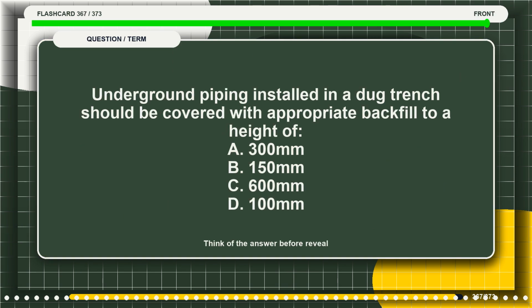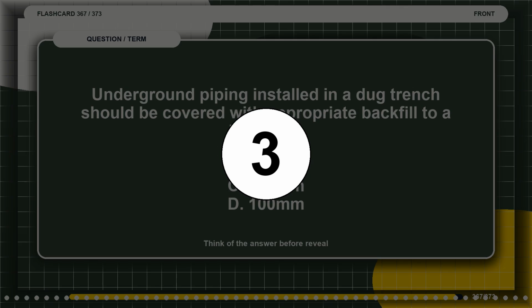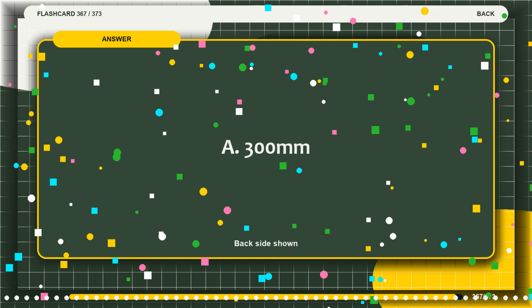Flashcard 367. Underground piping installed in a dug trench should be covered with appropriate backfill to a height of: A. 300 mm B. 150 mm C. 600 mm D. 100 mm. Think of the answer before the reveal. The answer is A. 300 mm.